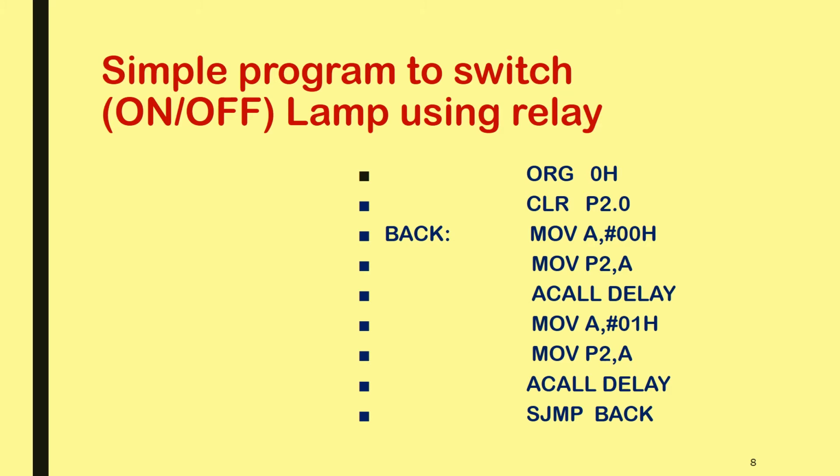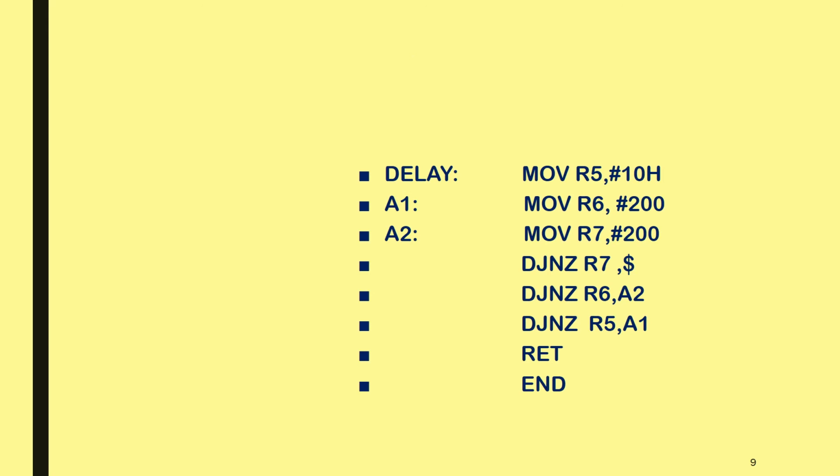So at present on P2 there is 0. Now after some delay you send 1, that is MOV A, #01 into the accumulator first, and that accumulator content is again copied into port 2. So port 2, that is P2.0, will now have 01. So again I call delay and SJMP back. So it will go back once again and it will go on doing this particular operation based on our delay routine.